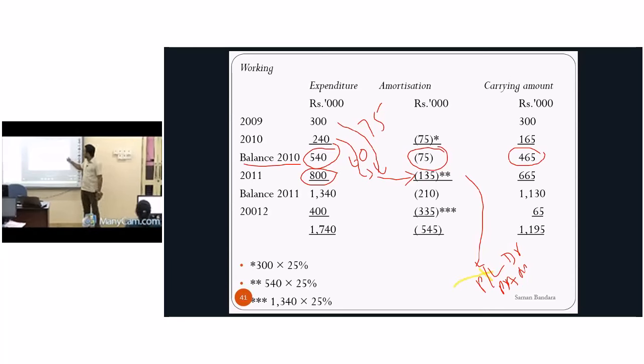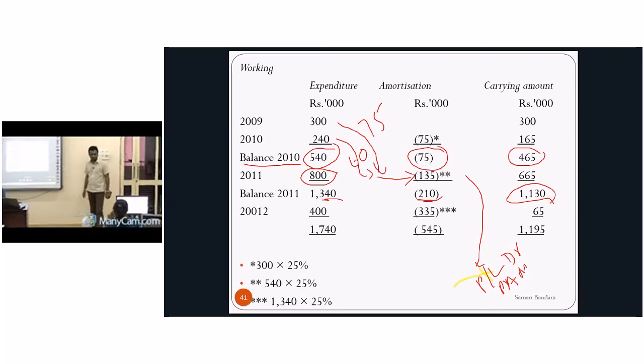Then at the end of the period, you see now, total amortization. Now, what is total intangible asset value? 300 plus 240 plus 800, total 1340 is there. That minus total amortization expense, that was 75 plus 135, total will be 210. Then carrying value of intangible asset is 1130 at the end of 2011.